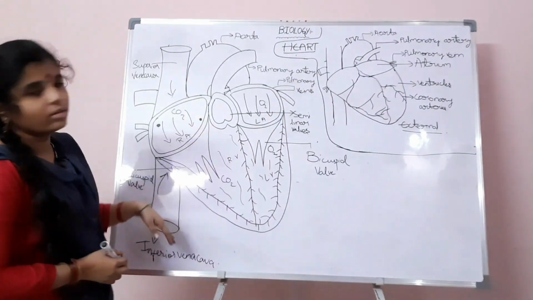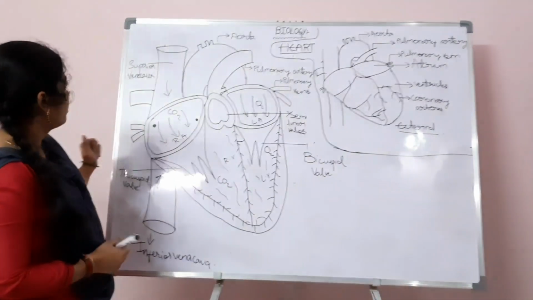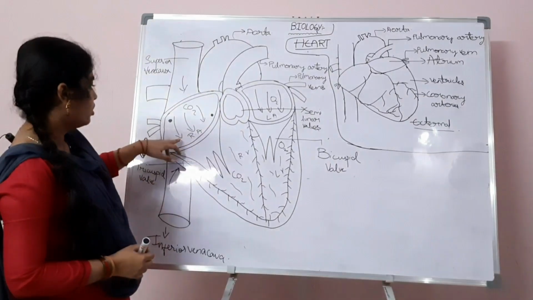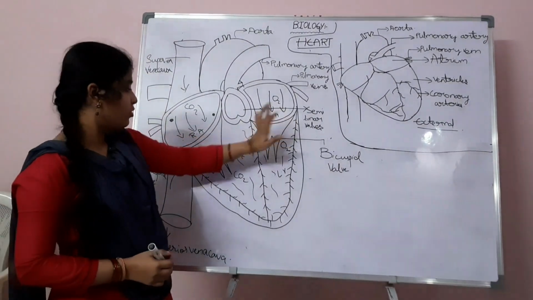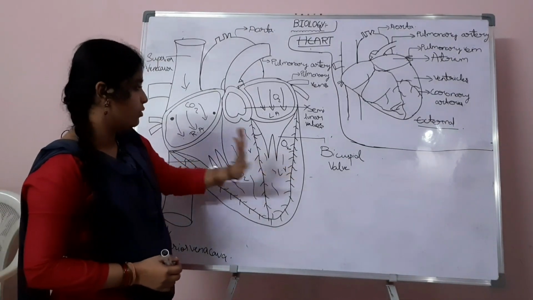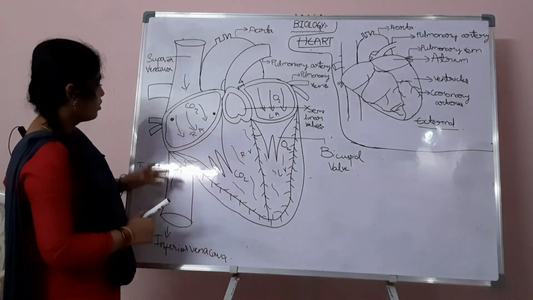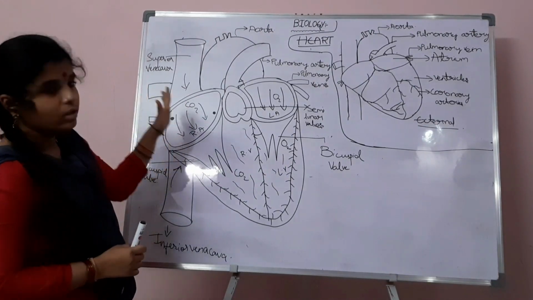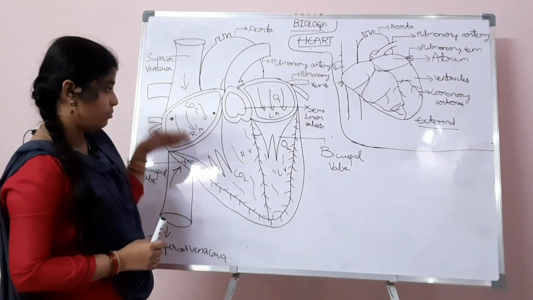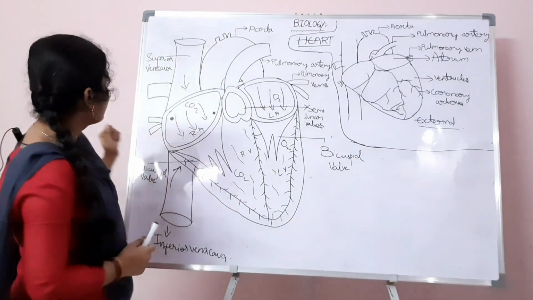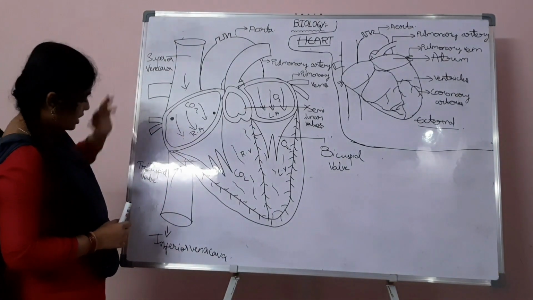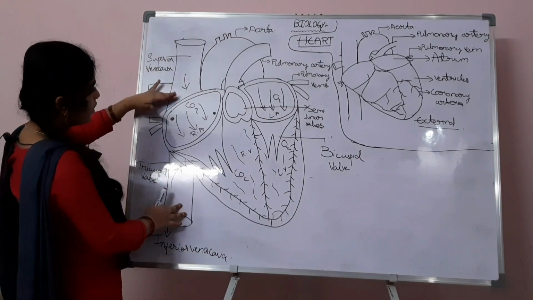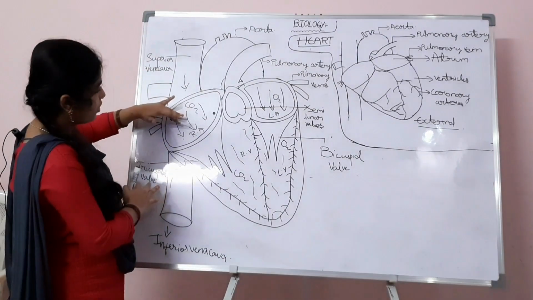Now we will discuss the internal structure of the heart. There are 4 chambers: right atrium, right ventricle, left atrium and left ventricle. Now we will see how the blood circulates in the heart. From the superior vena cava and the inferior vena cava, the deoxygenated blood enters into the right atrium.